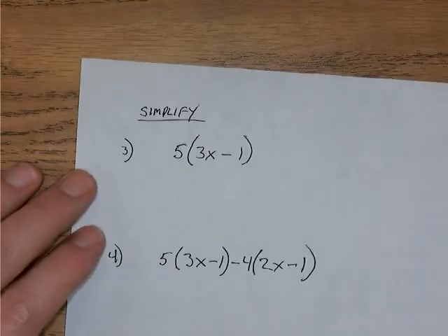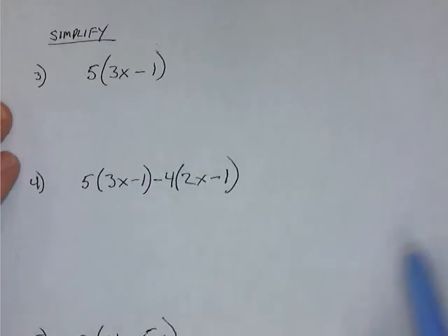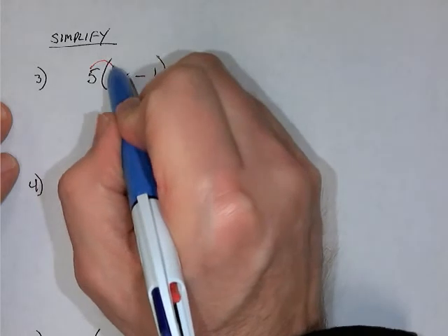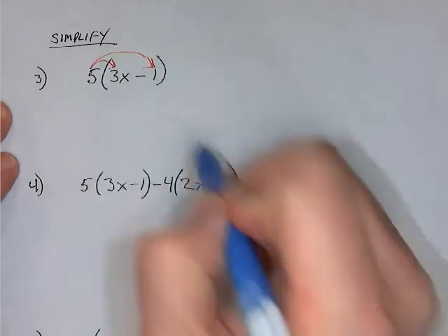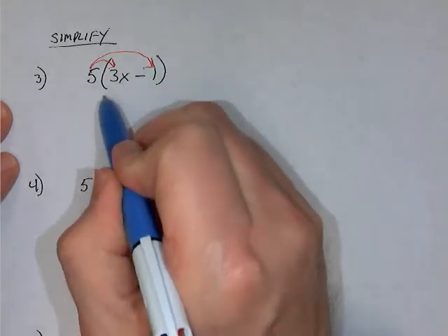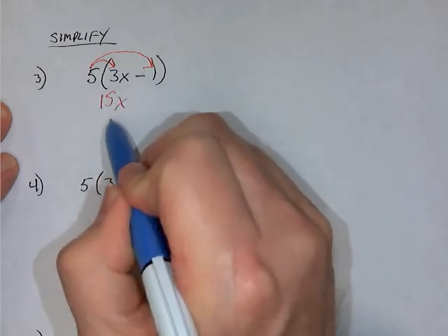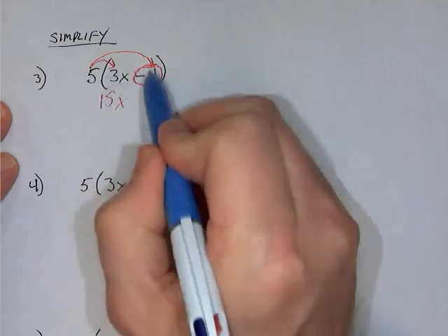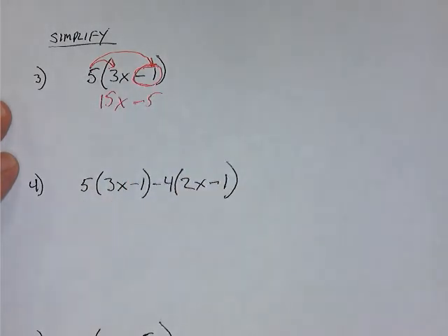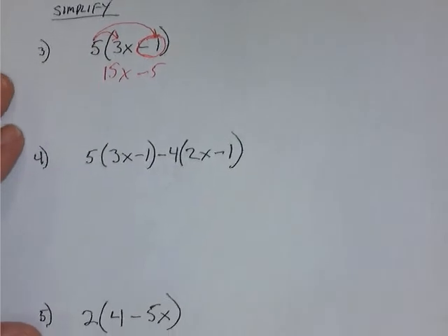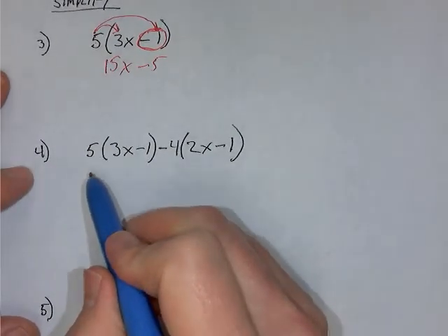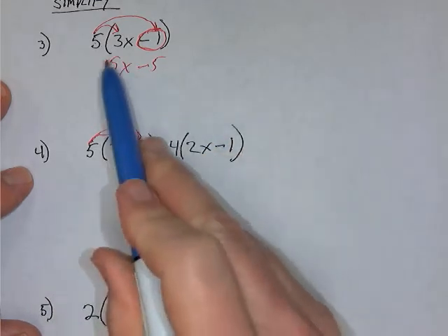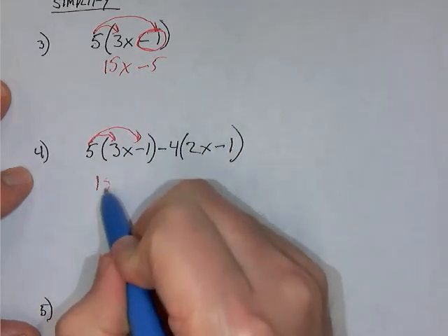Now we get into distributive property. So remember, you just take the outside times each one inside. So this is 5 times 3x. And this is 5 times negative 1. That would make negative 5. And there's your answer. Okay, the next one. Again, take the outside times each one inside. Hey, we already did that up above. This is 15x minus 5.